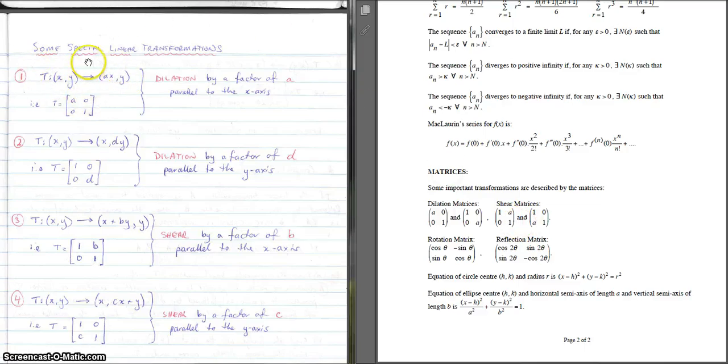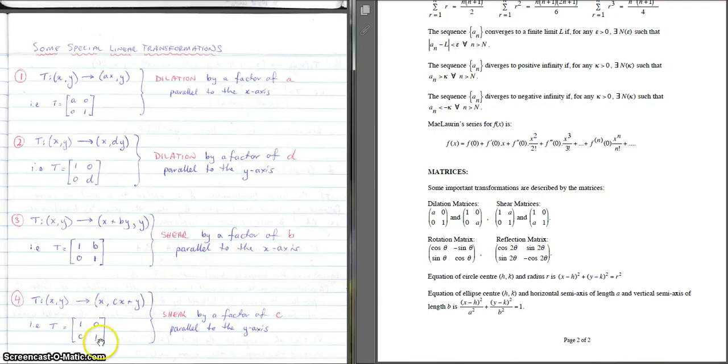We've got here in our regular transformation form, the transformation T, which transforms our point (x, y) to (ax, y). So you'll notice that the only thing that's occurred is we've multiplied our original x value by a. This is a dilation by a factor of a parallel to the x-axis.